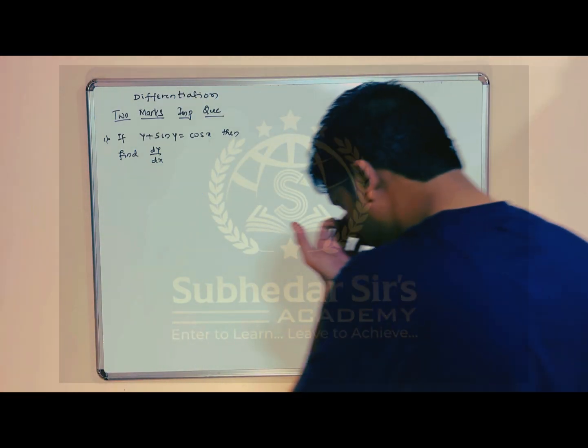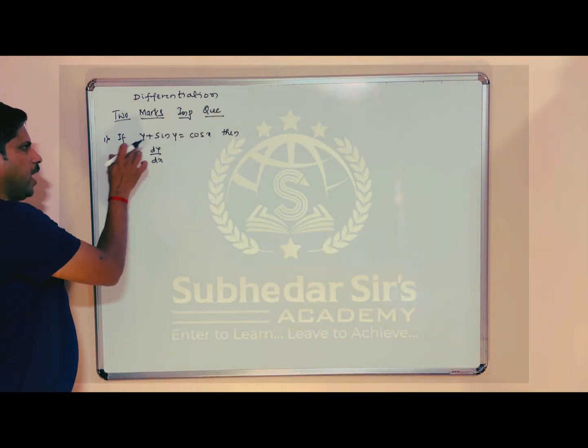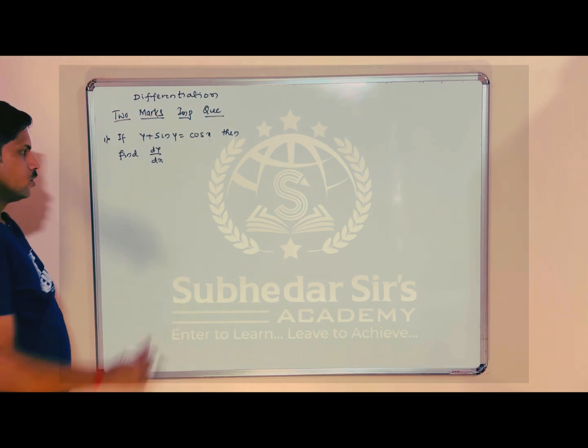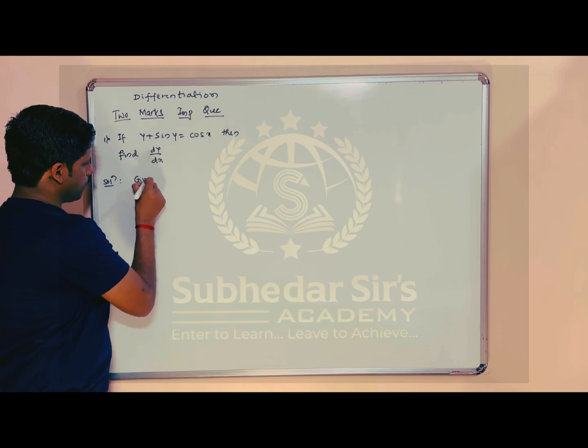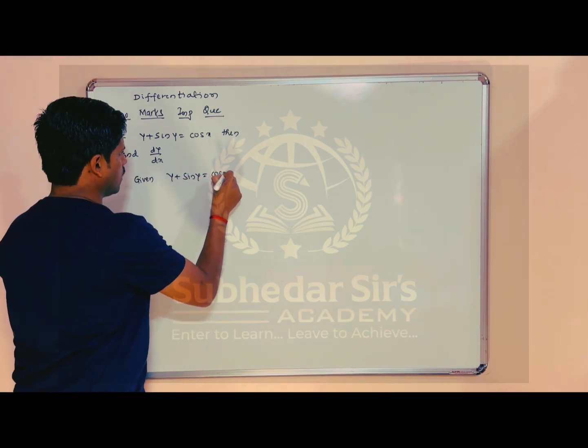Next, we discuss important 2 marks questions. So here, if y plus sin y is equal to cos x, then we have to find dy by dx. So 2 marks. Here given is y plus sin y is equal to cos x.